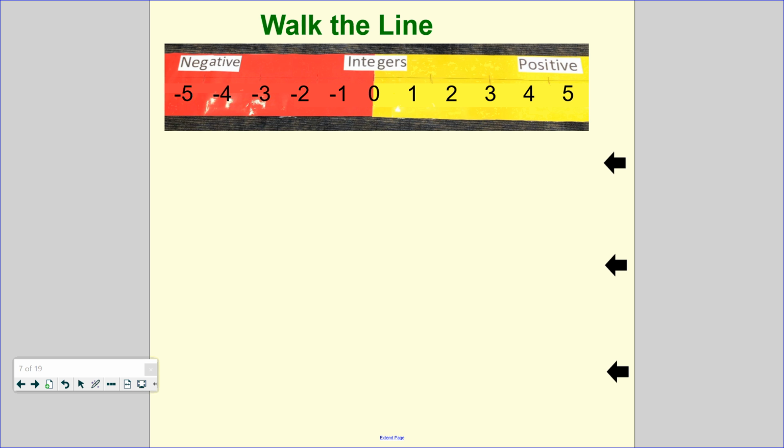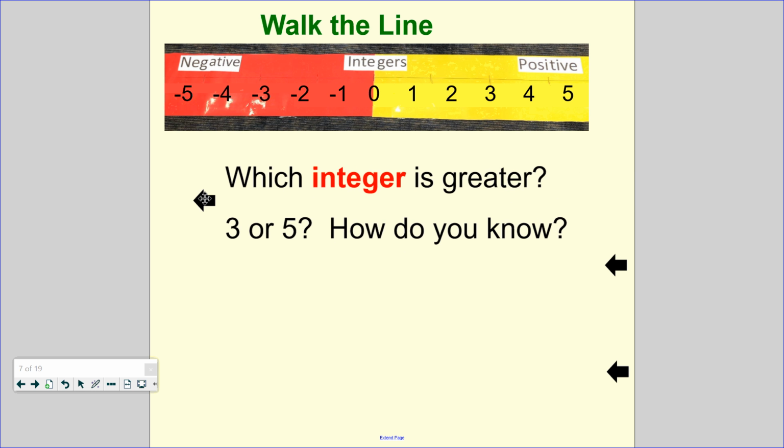So now that we have practiced with an open number line, we're going to be practicing walk the line. And in walk the line, I'm going to ask some questions. I'm going to have a student stand at 3 and a student stand at 5. Which integer is greater, 3 or 5? Well, hopefully they'll say 5 because it's 5 spaces from 0 and 3 is 3 spaces from 0. How do you know? You have $5 more than $3.